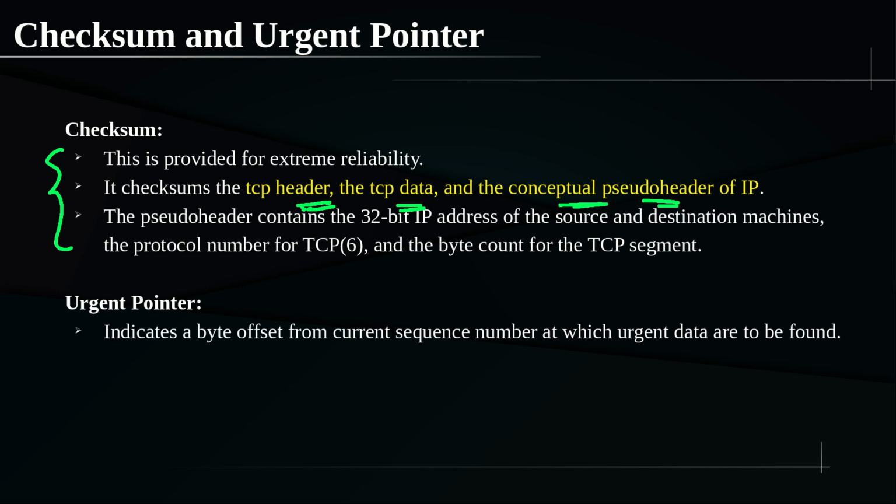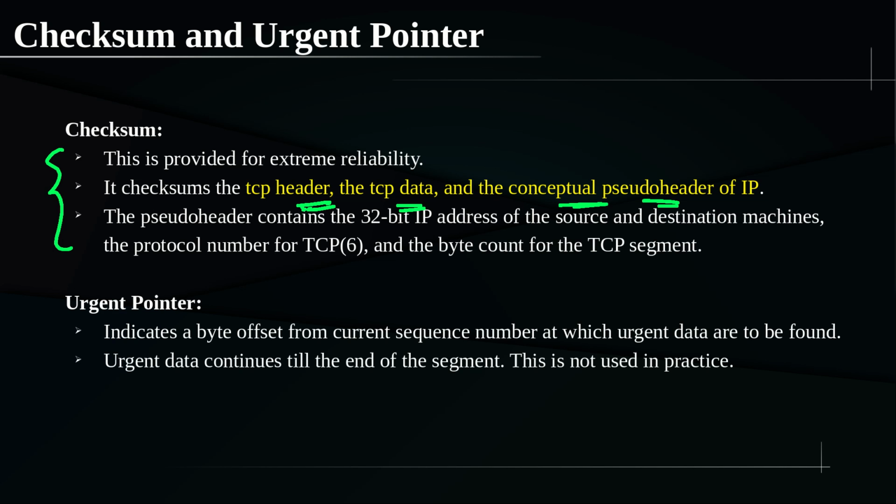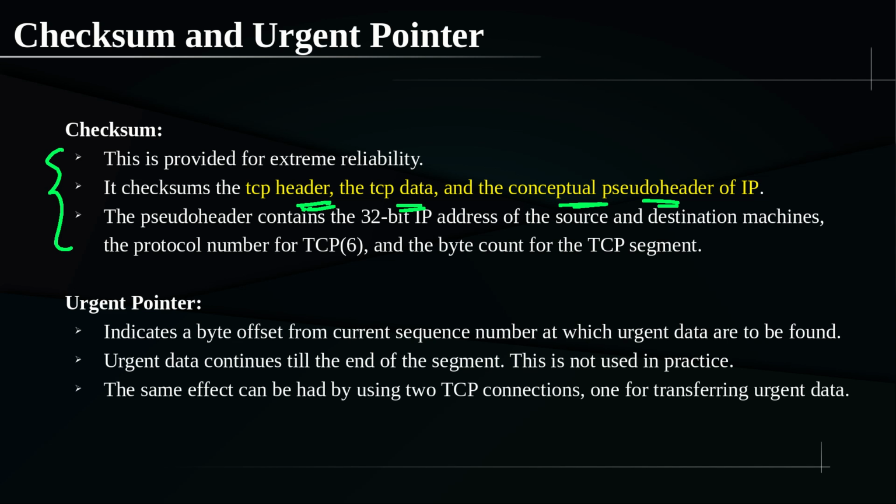Urgent pointer, as I already told, indicates the byte offset from the current sequence number at which the urgent data are found, right? The urgent data continues till the end of the segment. This is not used in practice. In practice, you can have two different TCP connections, one for sending the normal data and another for sending the urgent data, so that you can avoid the urgent pointer, urgent flag, and all those difficulties. This is how we deal with urgent data in our current scenario.